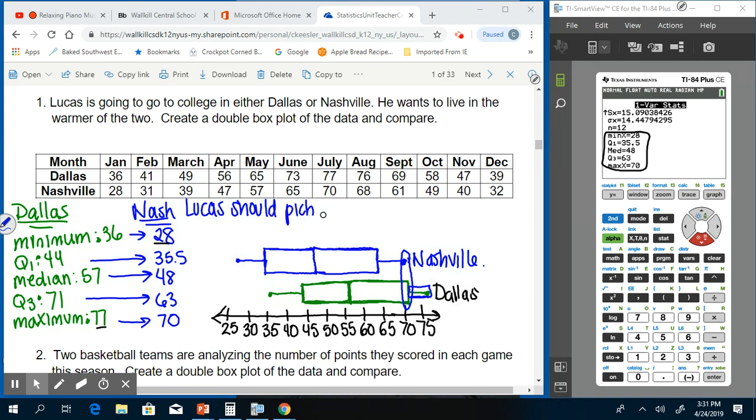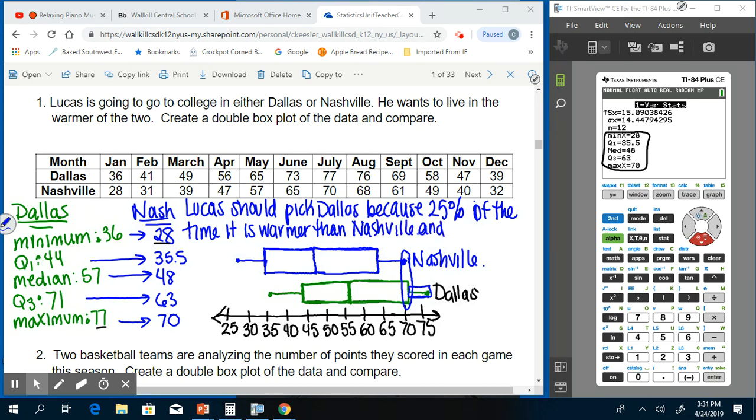So we could say, again, Lucas should pick Dallas because 25% of the time it is warmer than Nashville, and its median temperature is also higher. Done. Okay, so you always want to use that idea.